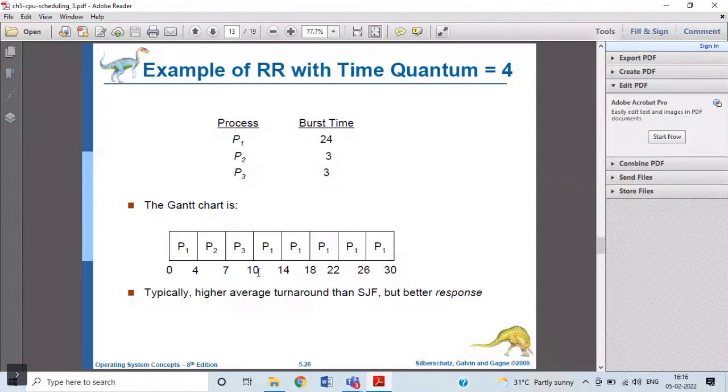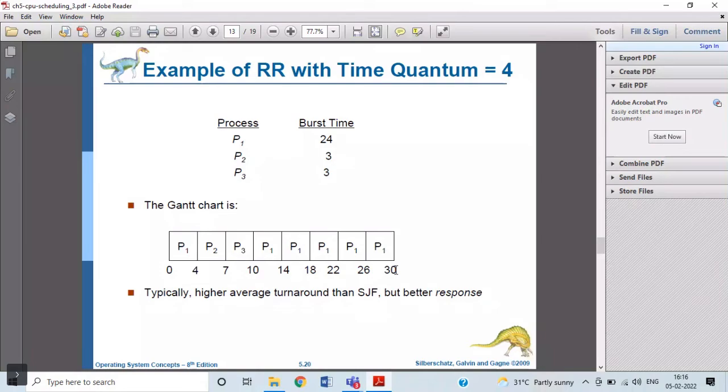P2 and P3 are already completed, so it will again execute for 4 seconds, 4 seconds, 4 seconds, up to 24 seconds. So 8, 12, 16, 20, 24.